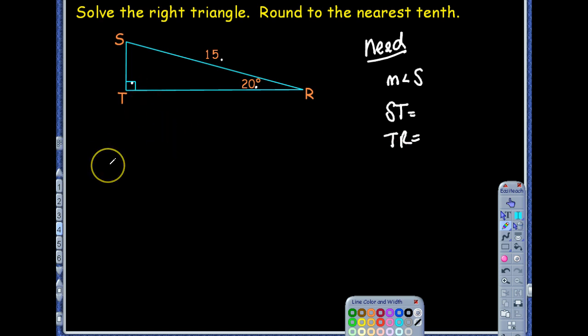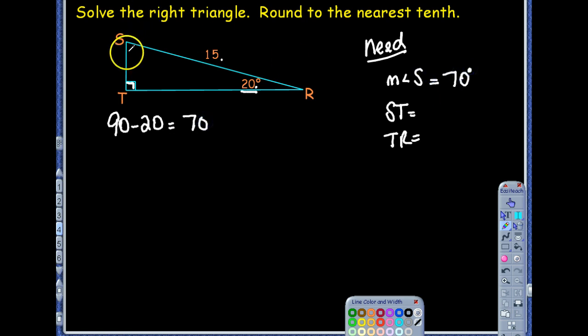Well, I think angle S. Here's my thought on it, guys. If you already know this is a right triangle, we know the two acute angles add up to 90. So 20 and angle S should add up to 90. So if I do 90 minus 20, that gives you angle S is 70. And I might even label that in the picture.